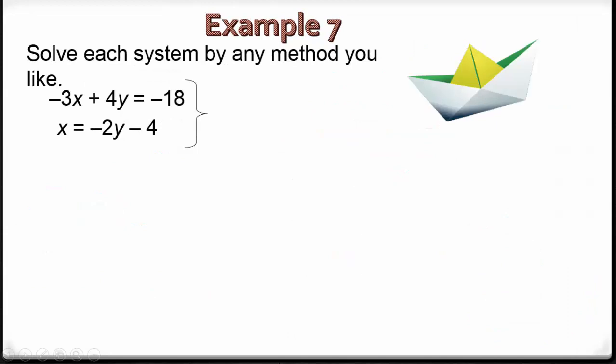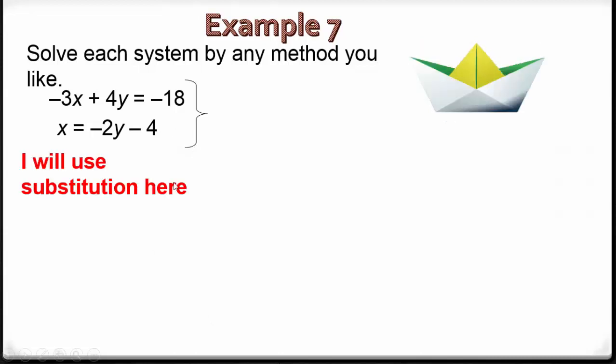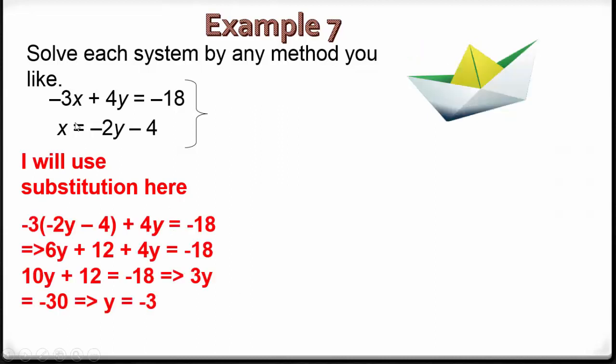In example number 7, I'm asked to solve this particular set of equations, and in this case I can use any method I want, but the method I will use here is substitution. So wherever I see x, I substitute in negative 2y minus 4. So here is the 2y minus 4 plus 4y is equal to negative 18. And then I continue and I solve this like a regular algebraic equation until I get y is equal to negative 3.